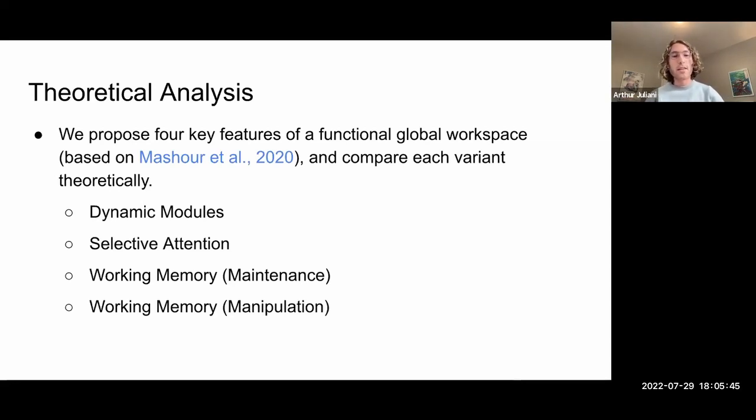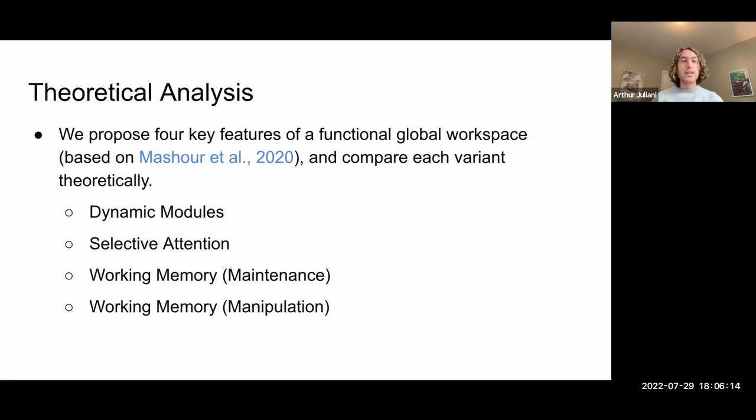One is the idea that the modules in the global workspace don't correspond to particular brain regions, but rather to higher-level cognitive modules. And so at any given time step, there may be a dynamic number of these modules which vie for the ability to enter information into the global workspace. And as such, they may also be an unordered set of modules.